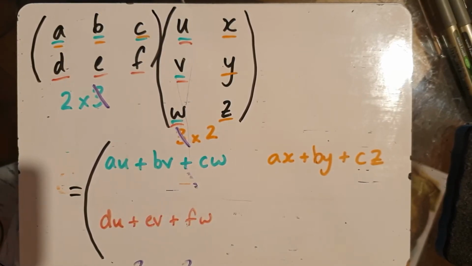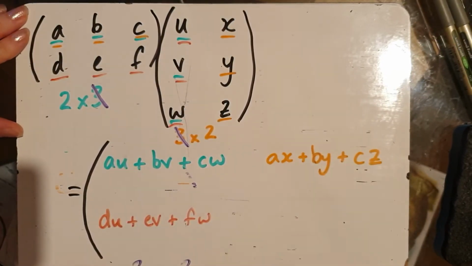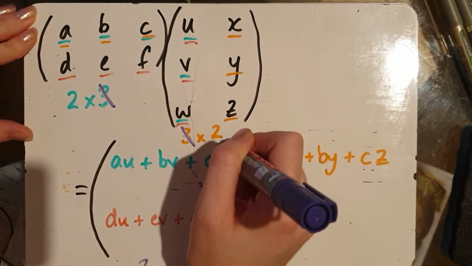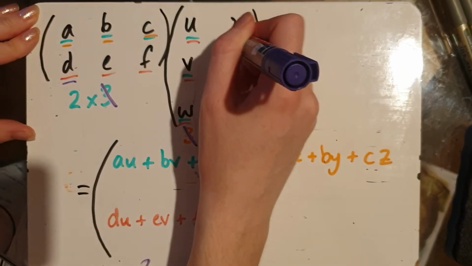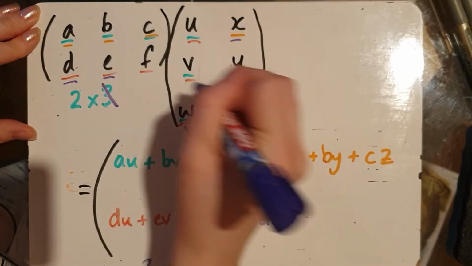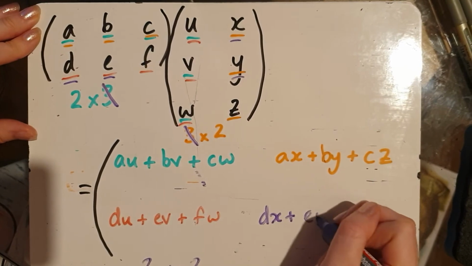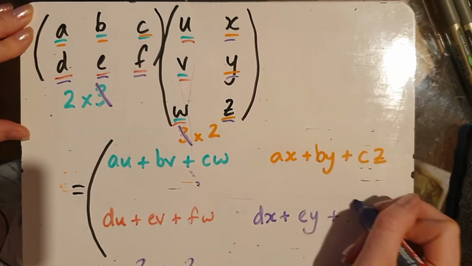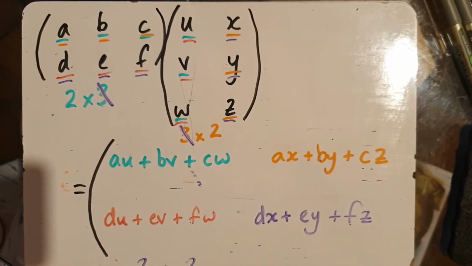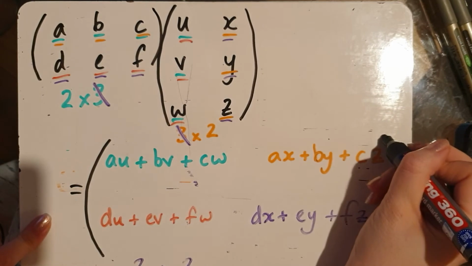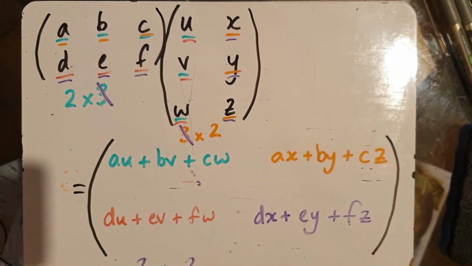Last one, second row, second column. I'm going to multiply the second row by the second column. So I've got D times X plus E times Y plus F times Z. So that is how you multiply two matrices together.